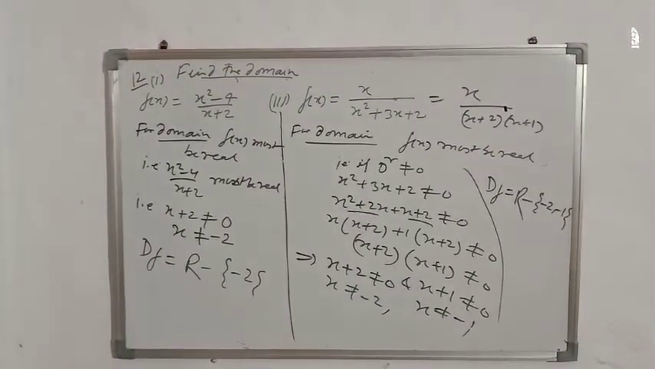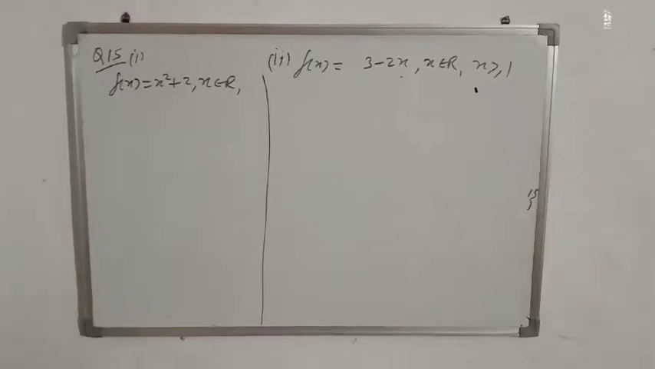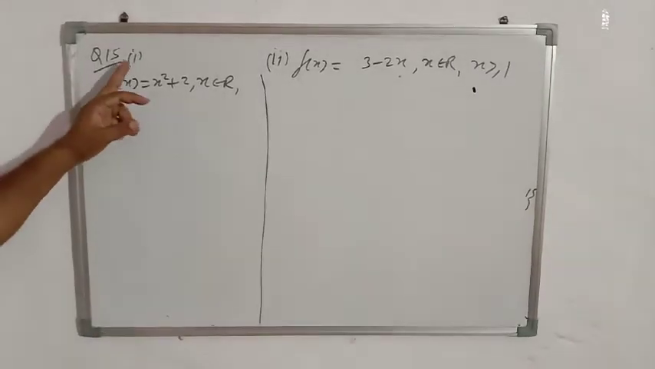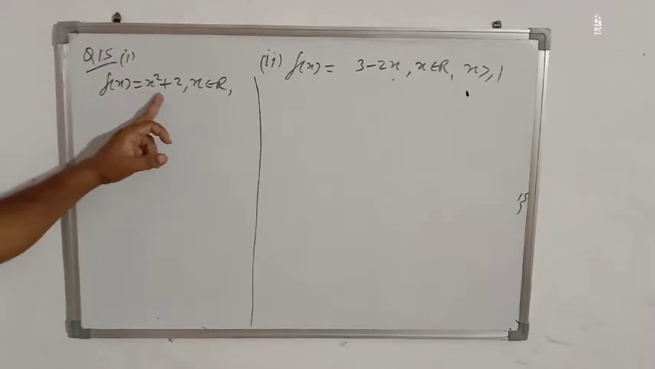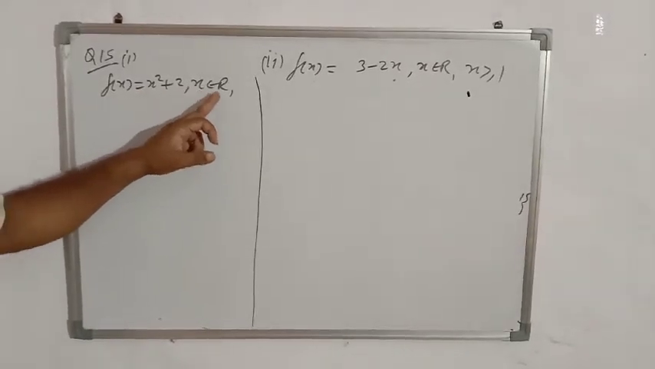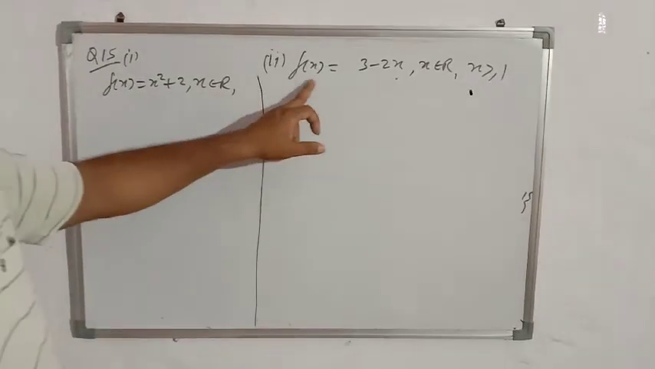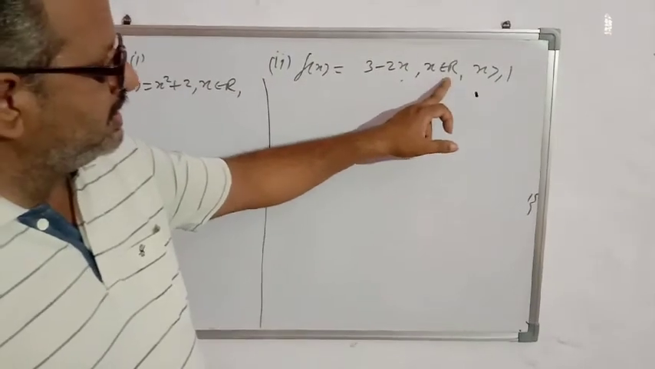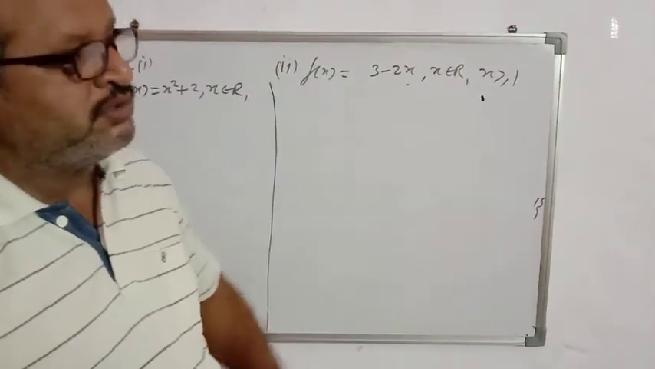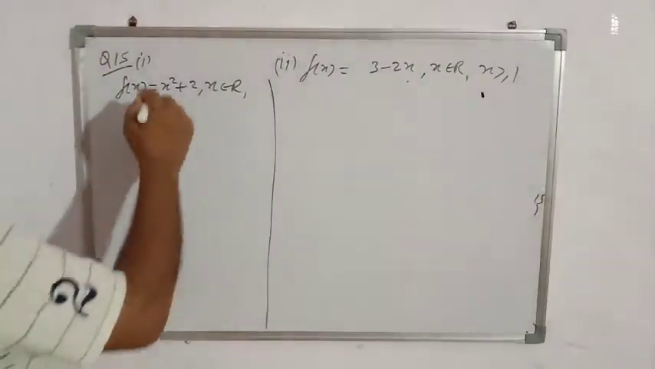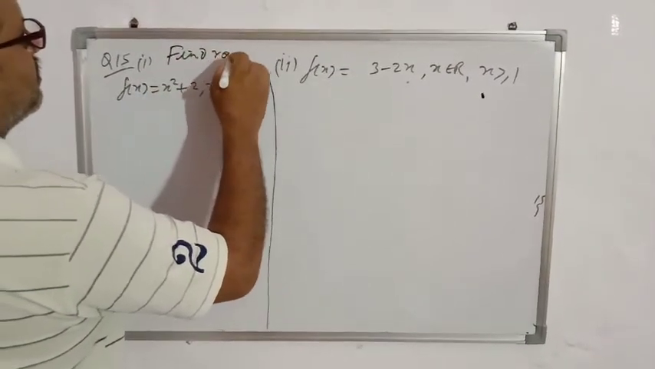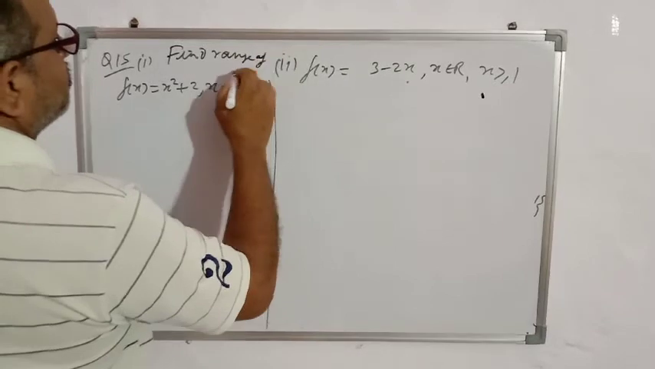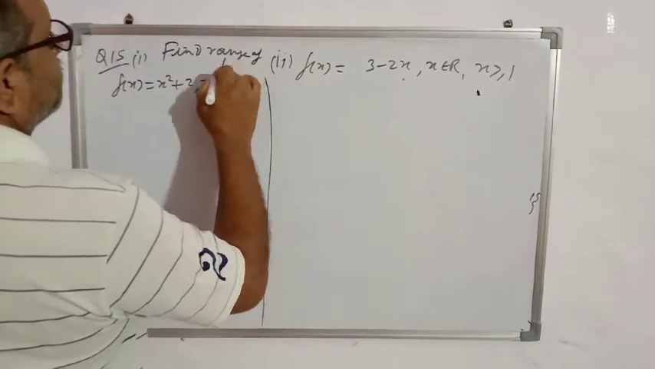Let us see some more questions. See question number 15, first part. Function f(x) is given, x square plus 2, x belongs to R. Here f(x) is 3 minus 2x, x is a real number but x greater or equal to 1. We have to find the range of the function.